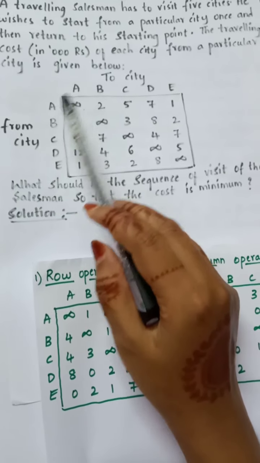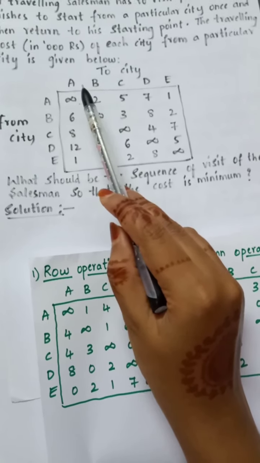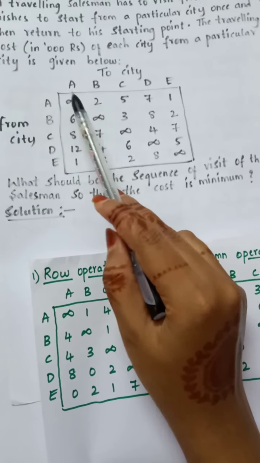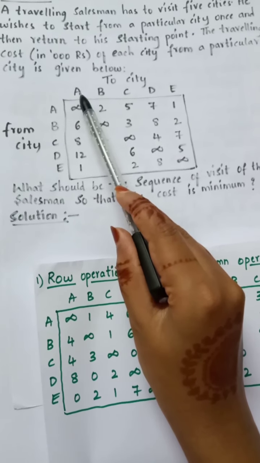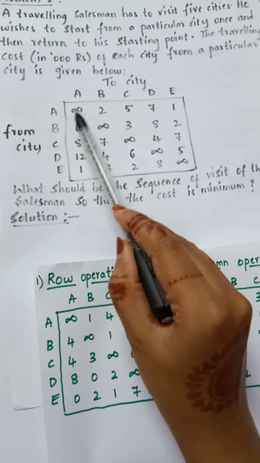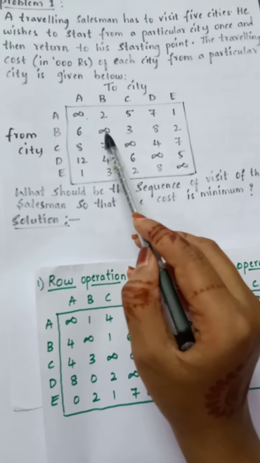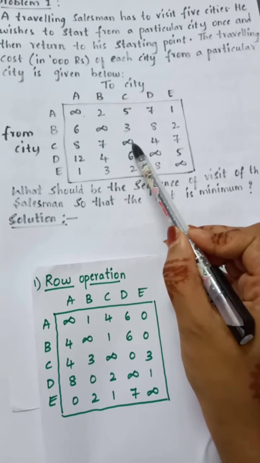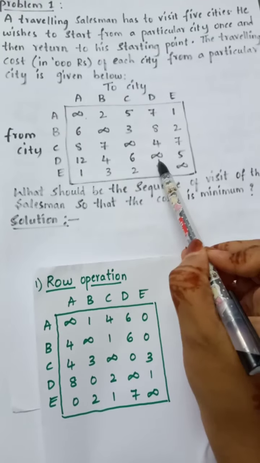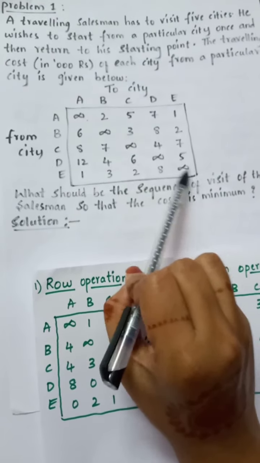Since traveling to the same city, students, the cost will be 0, they have assigned an infinity value in place of that 0. From city A to city A, the cost is 0, so they assigned an infinity value. From city B to city B, again infinity. From city C to C, again infinity, D to D infinity, and E to E infinity. The diagonal cells will have an infinity value.